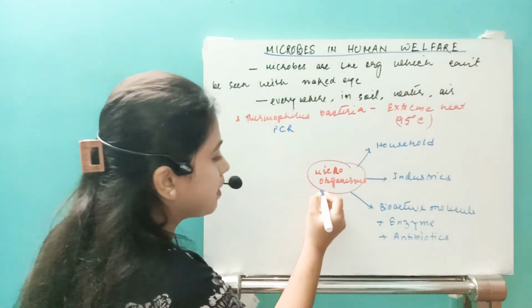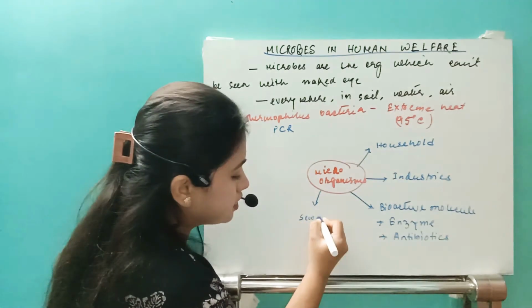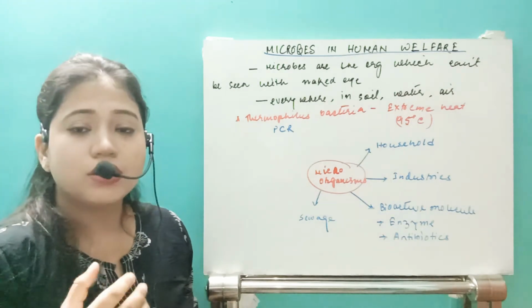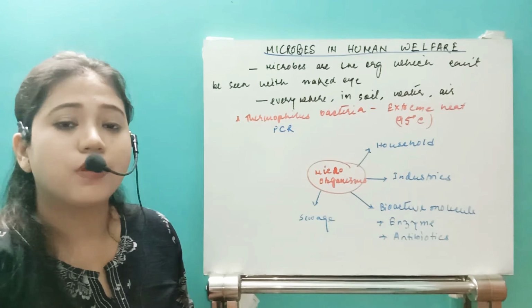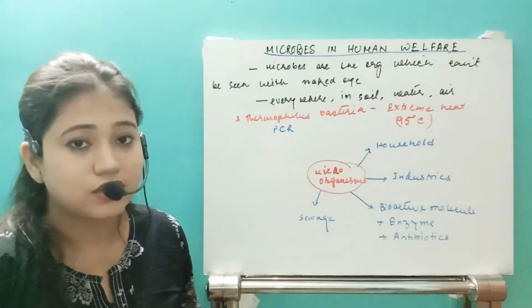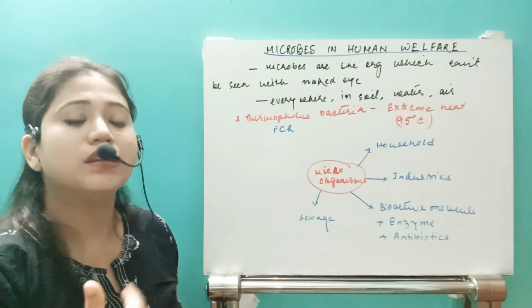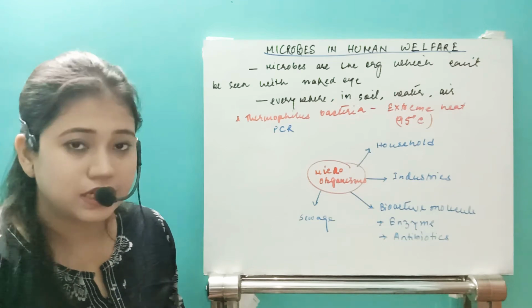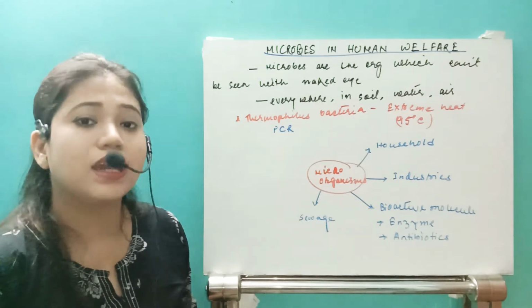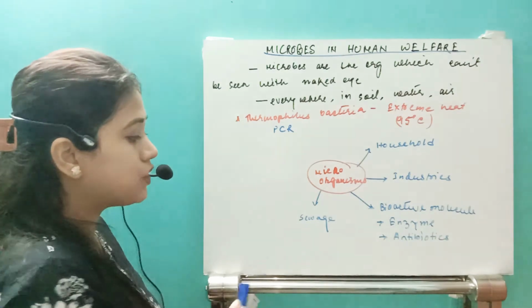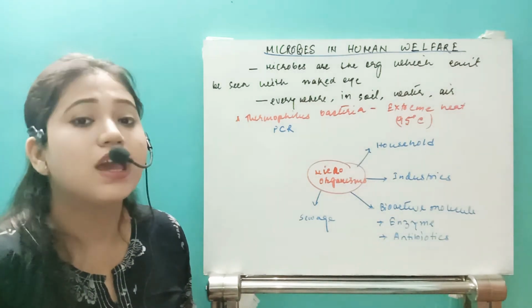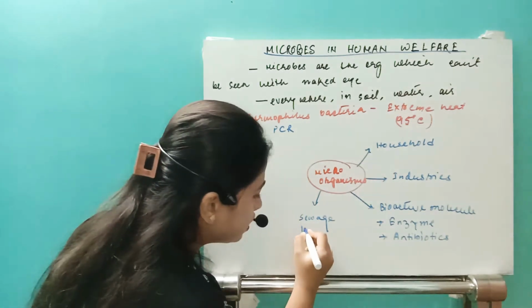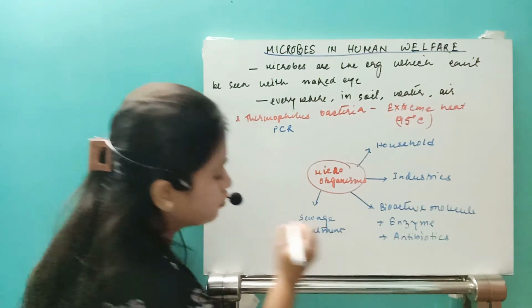Then after that, these microorganisms can also be used in sewage. What is sewage? Sewage is nothing but wastewater, the water coming from our kitchen and our toilet. All this water can't be directly thrown into water bodies and water reservoirs. It has to be treated first, and after that it can be reused. So in sewage treatment, microorganisms are used to purify the water.